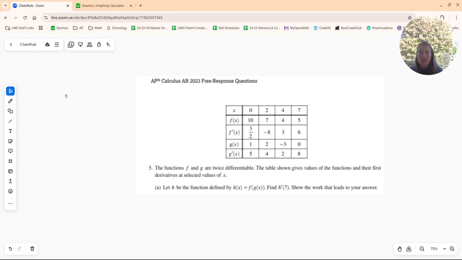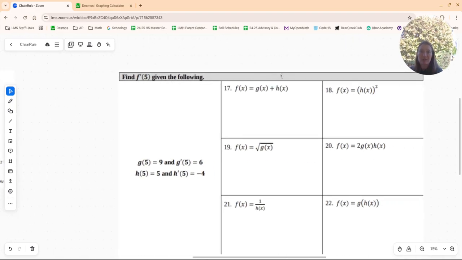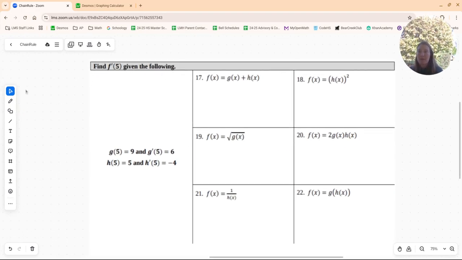So this is a good one. This 2003 was an FRQ, and before we hit that exact question, we're going to practice with some of these. Okay, we're going to skip number 17 here.